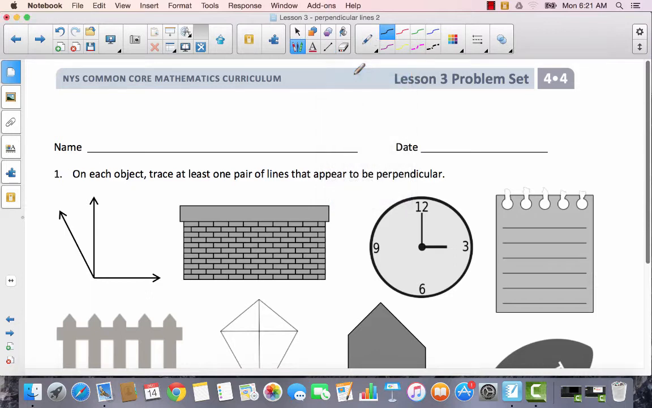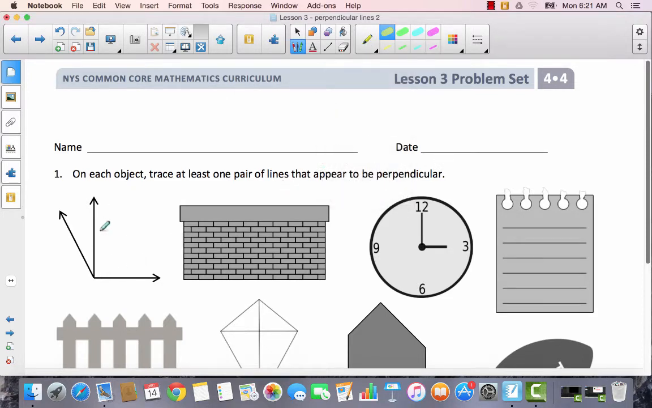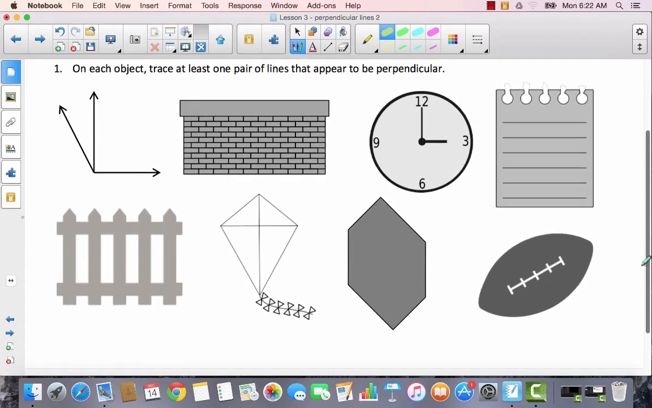So once you have your name on there, it says on each object, trace at least one pair of lines that appear to be perpendicular. If you're not sure if they're perpendicular, you can always use your right angle template to see. Now, I want you to look at this object and see if you see some right angles. I just want you to go through and take a look at all of these objects and find at least one pair of perpendicular lines on these objects. And then I want you to come back and I'll go through it with you, okay?